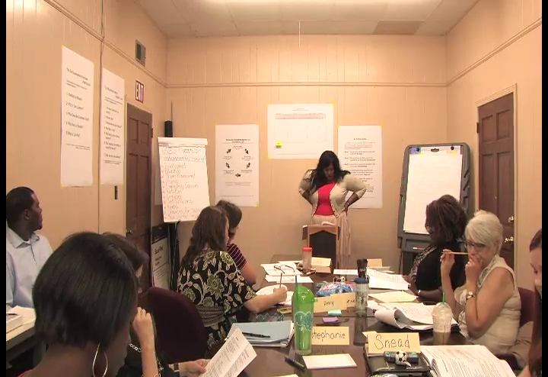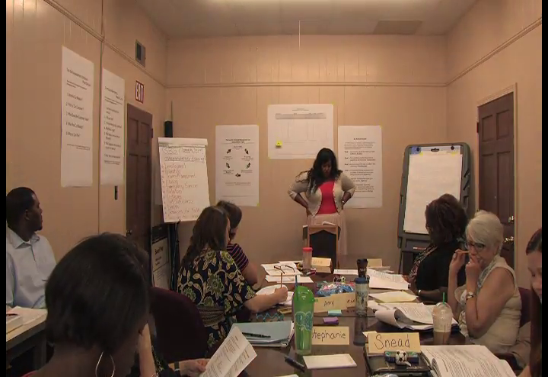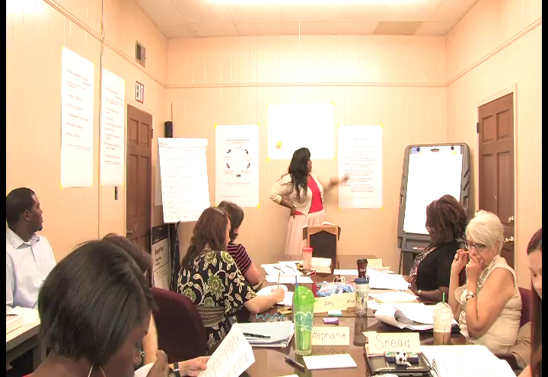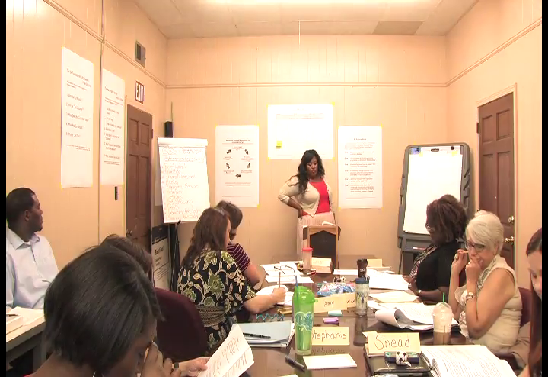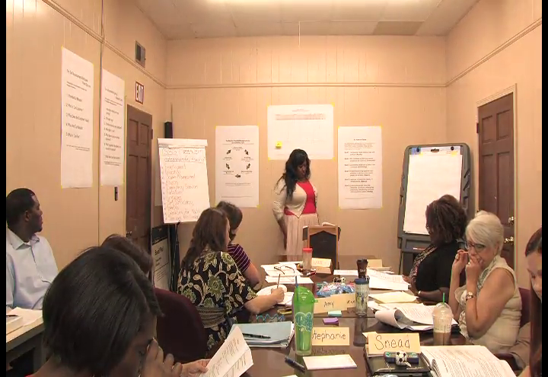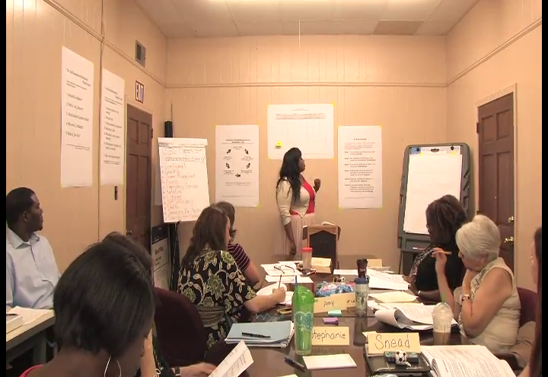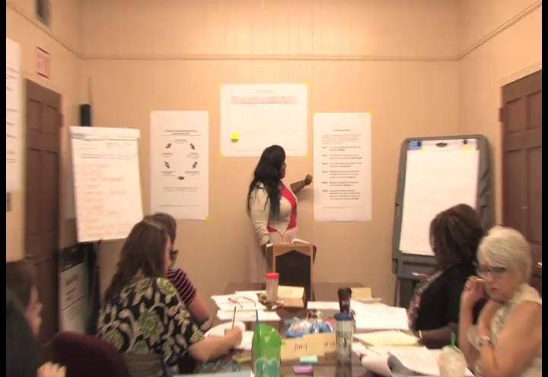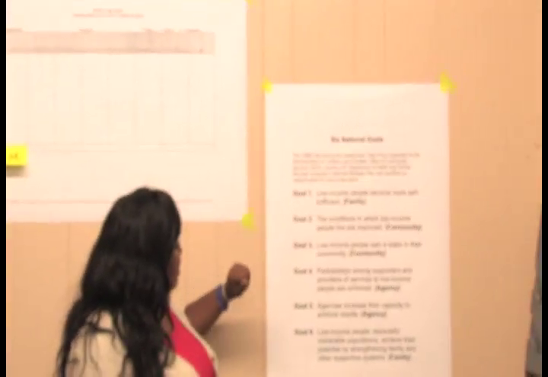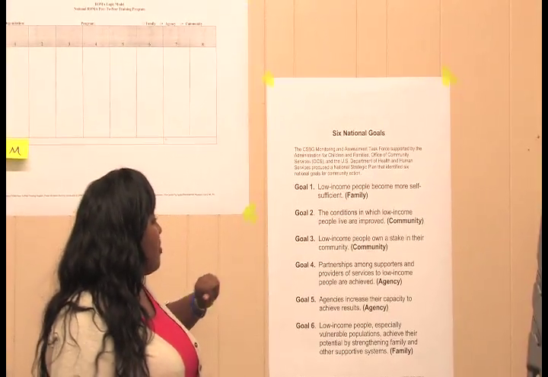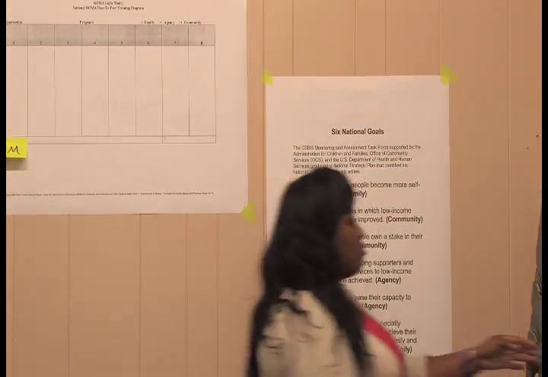Look back at the 6 national goals and remember that these goals represent 3 levels: family, agency, and community. When we think about needs in our communities, we must see them in these 3 levels as well. Right, the 3 levels with the 6 national goals are family, community, and agency. There's 2 for family, 2 community, and 2 agency level goals.